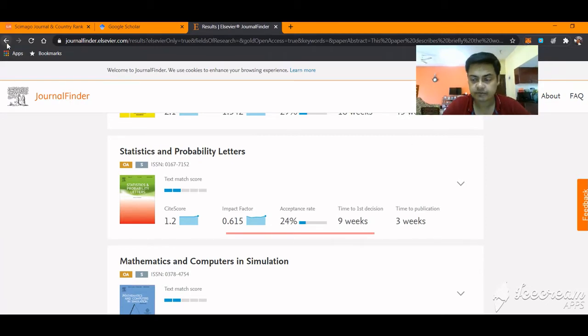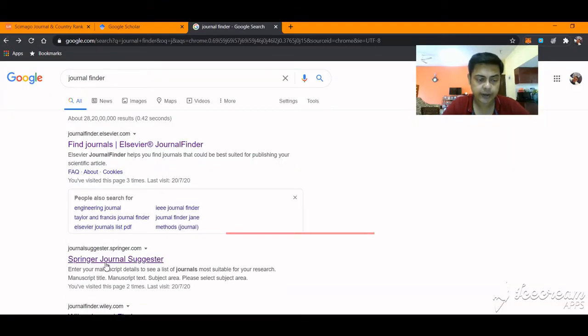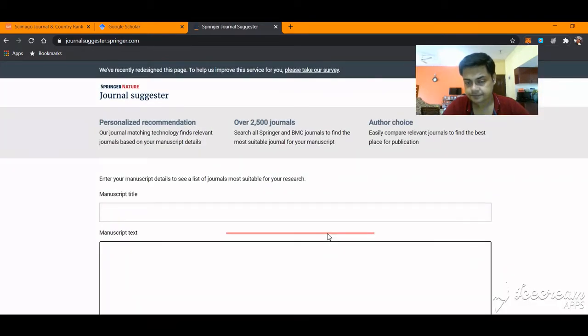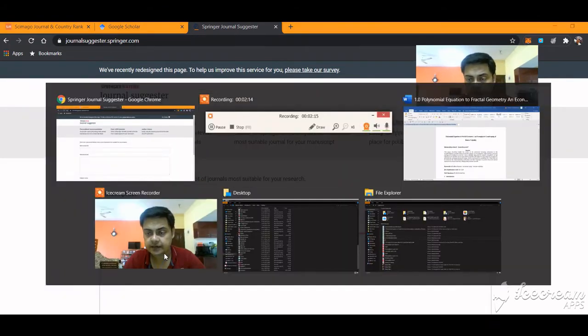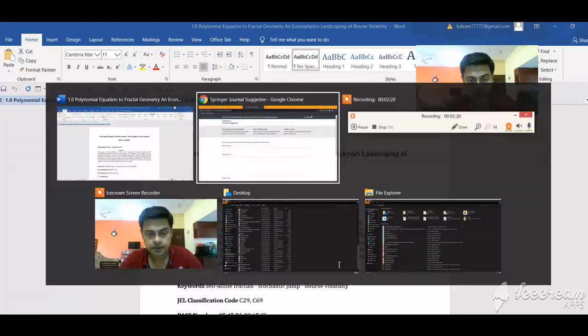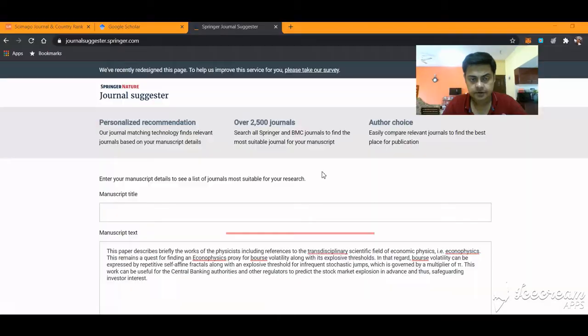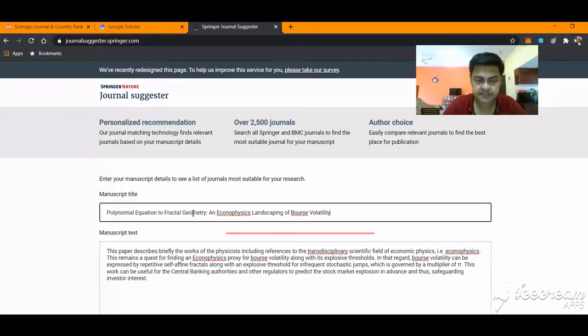Now I will just go back and I will show you that other than this also, we have Springer and we have Wiley. So I'll just show you Springer here. In Springer, I have to again put the manuscript title and the manuscript text. I think the text I have to copy again. Text means the abstract. So I'll copy the abstract, paste the abstract. I will go back, I will copy the header, the title, I'll paste the title here.